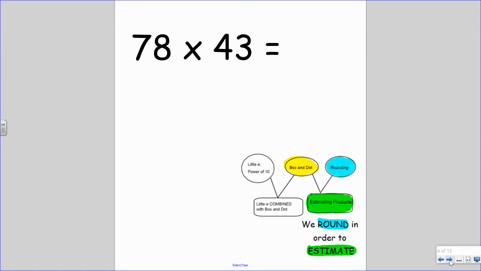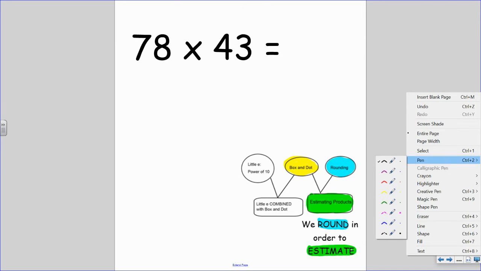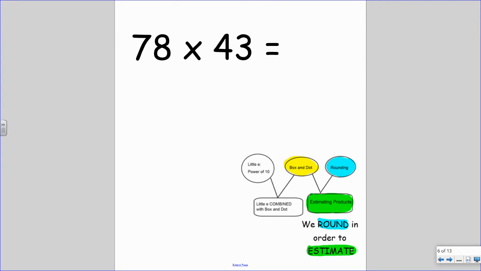If I asked you to find out the exact answer to 78 times 43, it would be a lot of work. You would have to work hard. It would take you a lot of time. It would be work. But if I simply ask you to estimate the product, that means I don't care what the actual answer is. I just want to know about what the answer is going to be. And that means we don't have to do a lot of work at all.